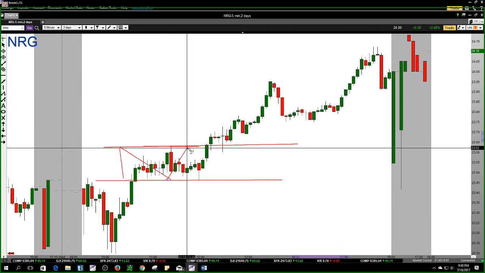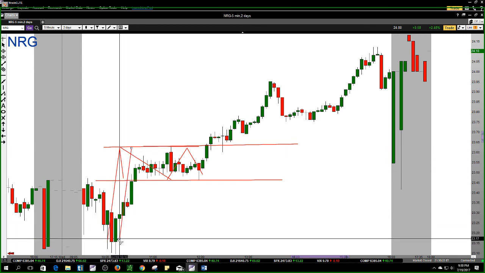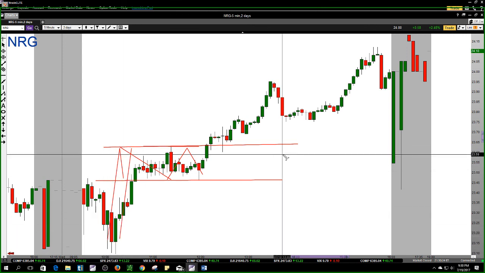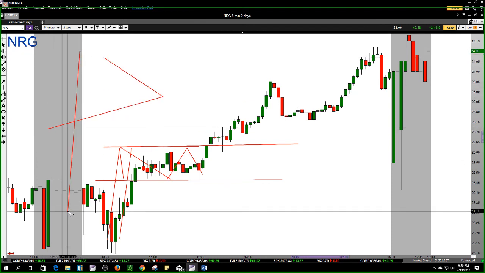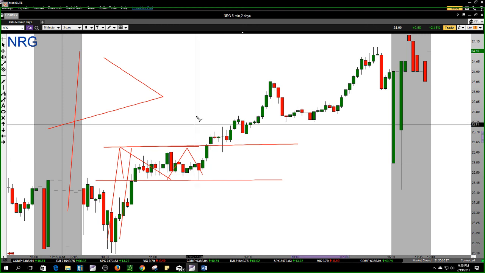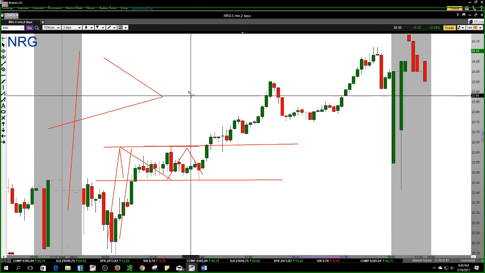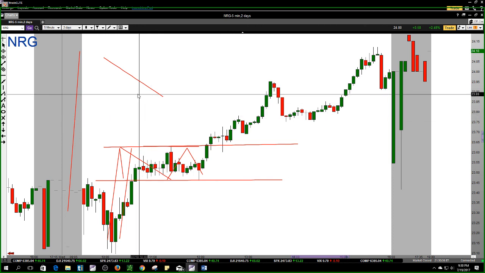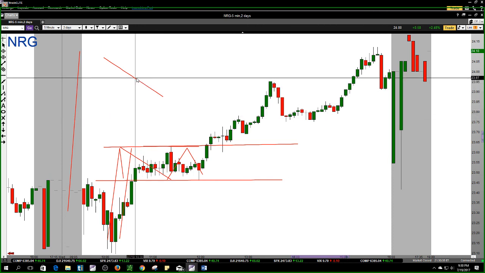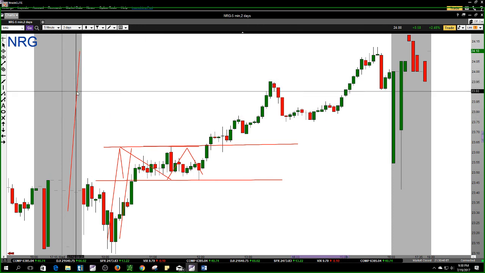You still have the pennant area, and you still really have the pole on the chart. So you still have a flag here. It's just not a wedge flag, and that's the only difference. So this flag here is just like a parallel flag. It's really still a flag formation. It's just not a wedged flag.